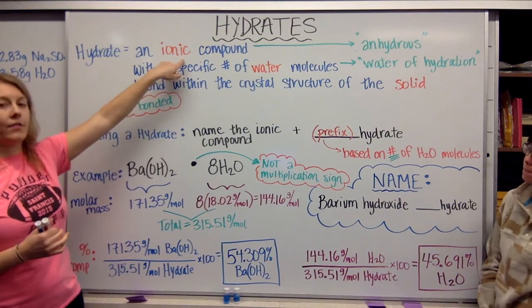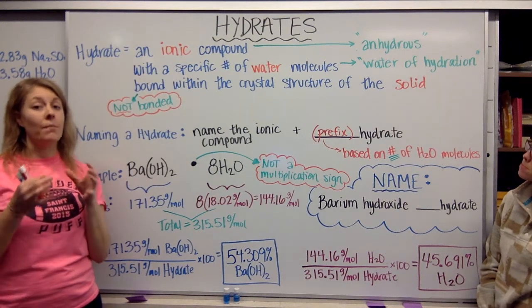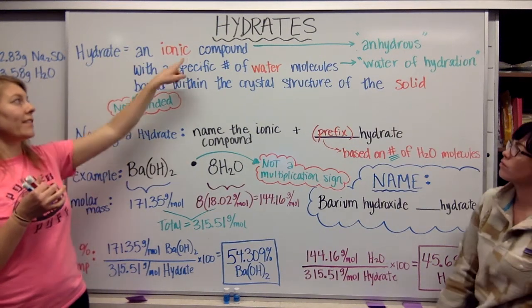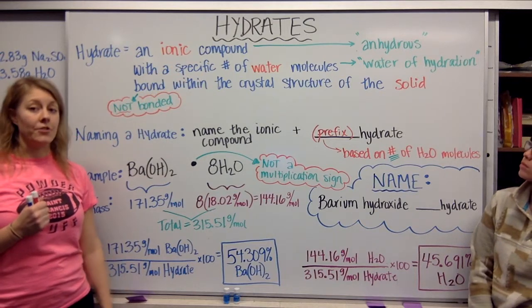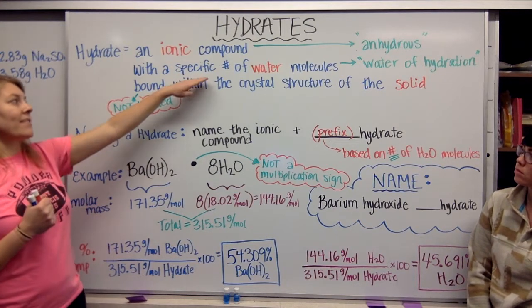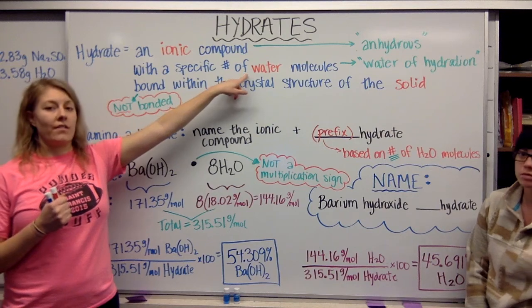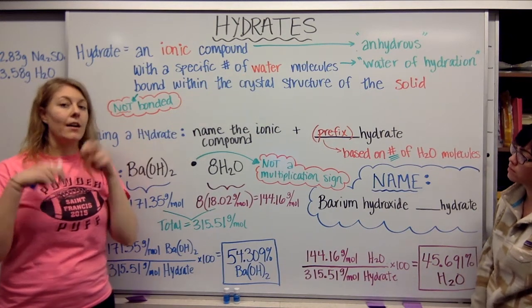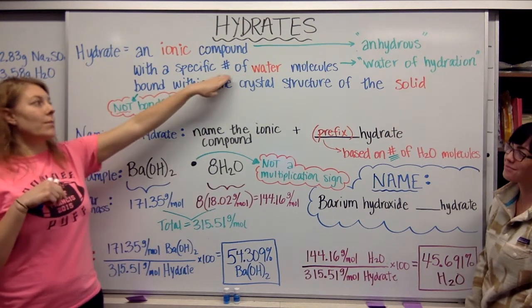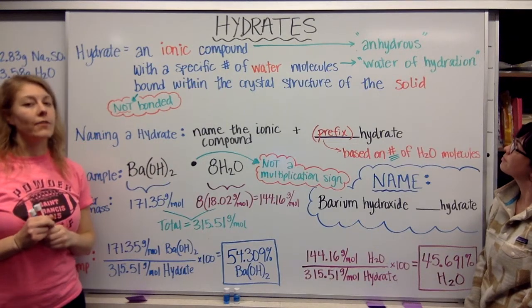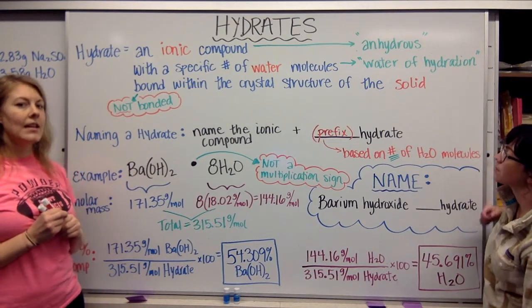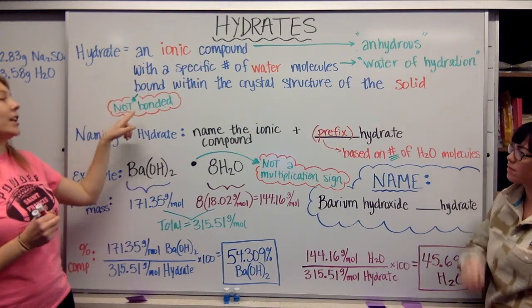It's an ionic compound, meaning there's a metal in it, metal and nonmetal bonded together. We call this ionic compound the anhydrous, okay? It has a specific number of water molecules bonded to it. This is where the hydrate comes from, okay? These water molecules we call the water of hydration, right? And they are bound, not bonded.